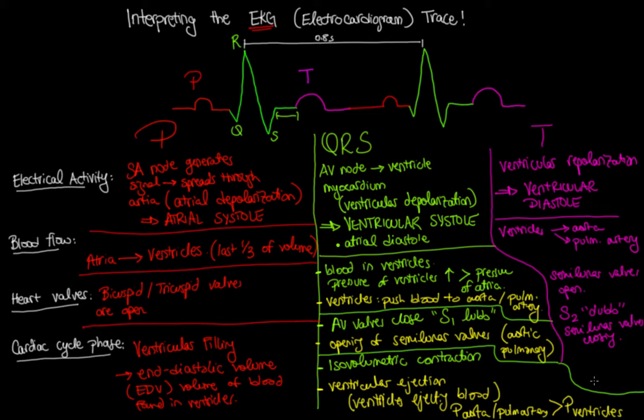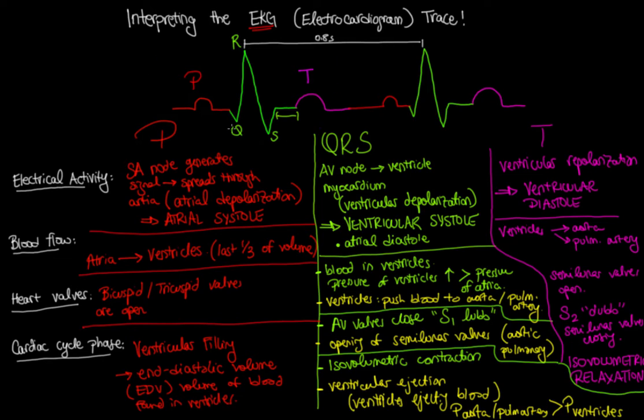In terms of the cardiac cycle phase, this is what we call the isovolumetric relaxation phase. And so this corresponds to the time at which your semilunar valves are closed and the AV valves are not yet open. So at this time, your ventricles are taking a break, they're relaxing, and so they're taking in no blood. And so this is what corresponds to ventricular diastole.